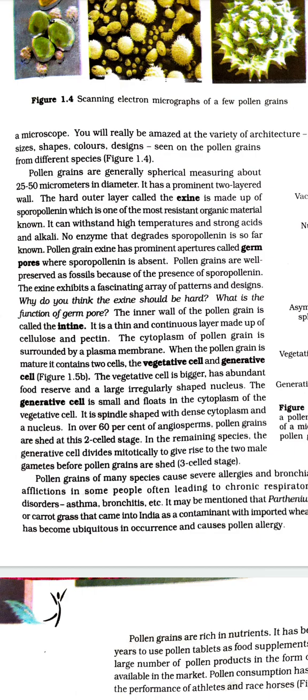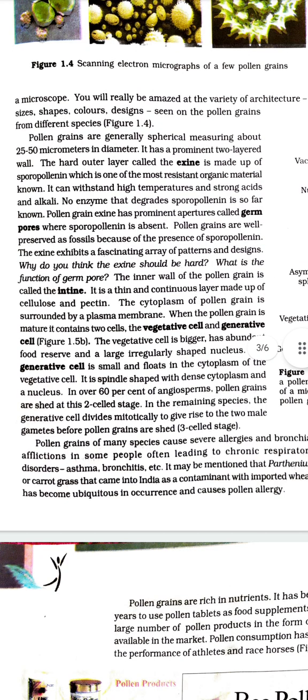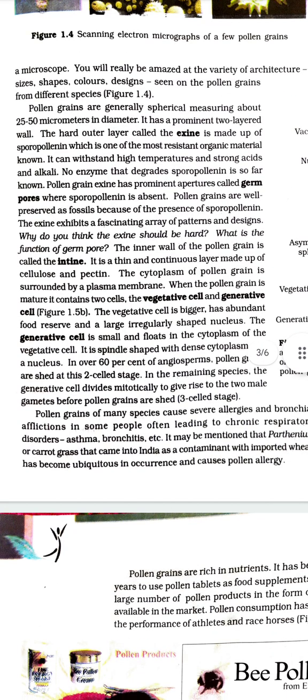Pollen grains are spherical, measuring about 25 to 50 micrometers in diameter. The outer layer is called exine and the inner layer is called intine. The exine mainly consists of sporopollenin. Sporopollenin is one of the most resistant organic materials, as it can withstand high temperatures and strong acids and alkali. No enzyme that degrades sporopollenin is so far known.